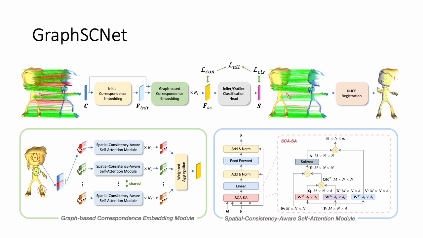After generating the initial features, it first collects the correspondence features around each graph node, and then extracts spatial consistency-aware correspondence features by injecting the local spatial consistency metric into the self-attention mechanism. Afterwards, we aggregate the features from all assigned nodes for each correspondence as the final features. At last, a classification head is adopted to predict the confidence of each correspondence being an inlier.